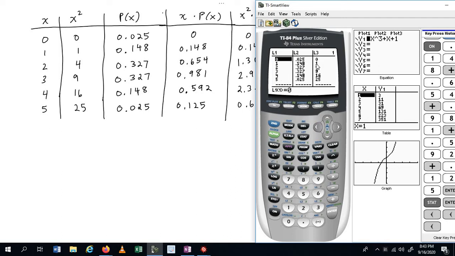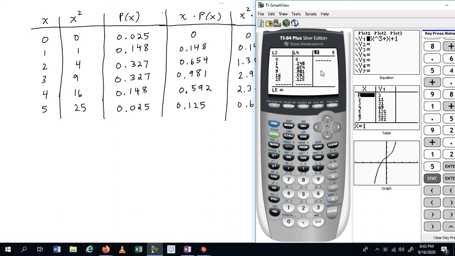And what I've done here is I created in the column L3, I've written down the x squared values: 0, 1, 4, 9, 16, and 25. Okay, so I'm putting those in L3. And then now what we want to do is take x squared, which is in L3, and multiply by its corresponding probabilities, which is in L2. So we're going to take L3 and multiply it by L2, and I'm going to put that in a new column, L5.